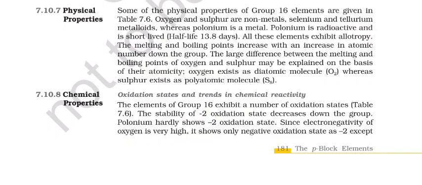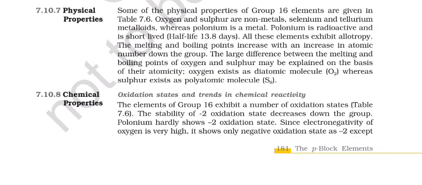The melting and boiling points increase with an increase in atomic number down the group. The large difference between the melting and boiling points of oxygen and sulfur may be explained on the basis of their atomicity. Oxygen exists as diatomic molecules O2, whereas sulfur exists as polyatomic molecules S8. Chemical properties. Oxidation states and trends in chemical reactivity.